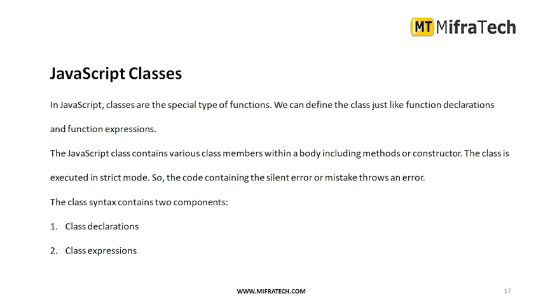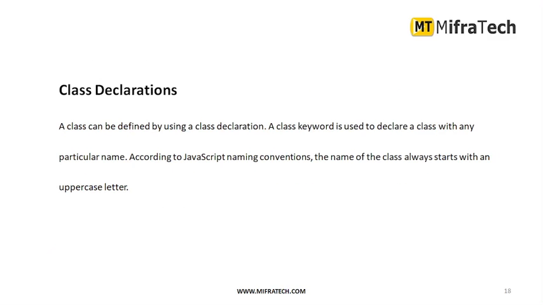When we create a class, it is a special type of function, just like a function declaration, where the function declaration must have the function keyword and the function name. When there is an error, it throws an error. It is strict mode code. There are two types of components called class declaration and class expression. We can see them one by one.